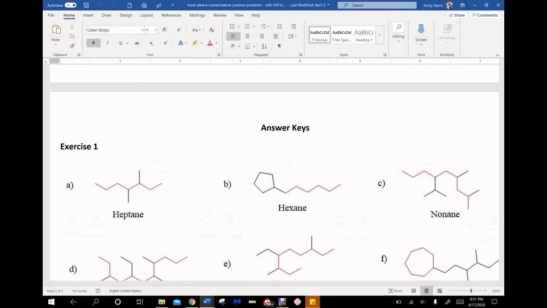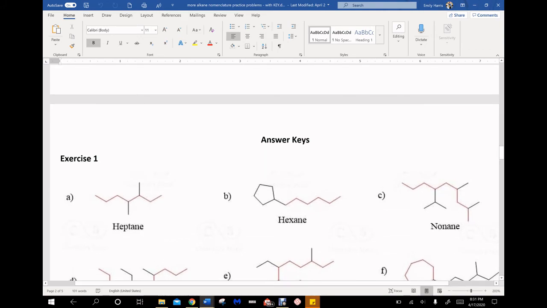And then finally, we have to be careful on C, but the longest chain was 9 carbons long, which is nonane. All right. And so with that little exercise, I'm going to go ahead and release you to go and try some of the practice problems on your own.